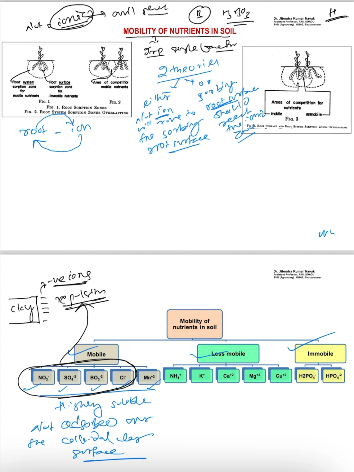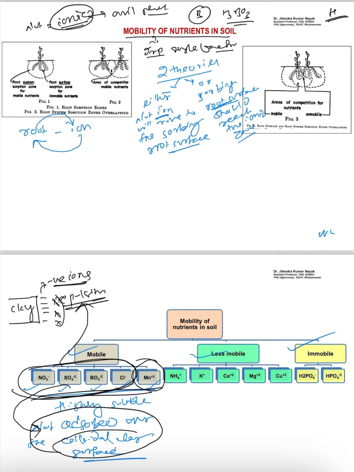That means most of these negative ions, as well as you have to remember the cation manganese, these ions are not adsorbed over the colloidal clay surface. That means whatever these ions are, they are not adsorbed by this colloidal clay. That means whatever the ions are present, they are present in the soil solution. As these ions are not present over the clay surface, these ions are highly soluble in nature, and these are present in the soil solution.